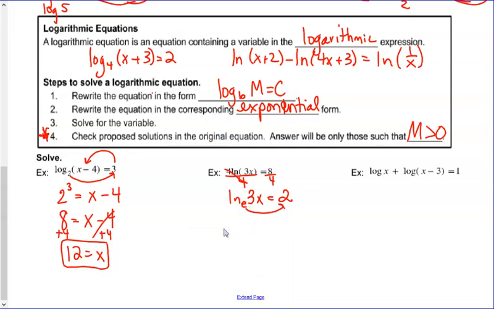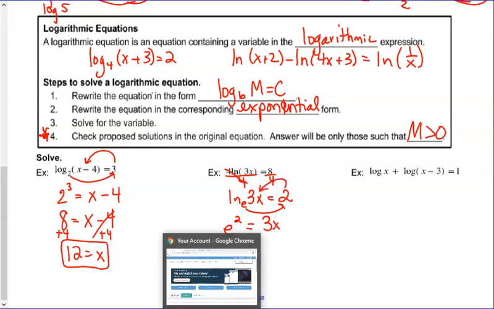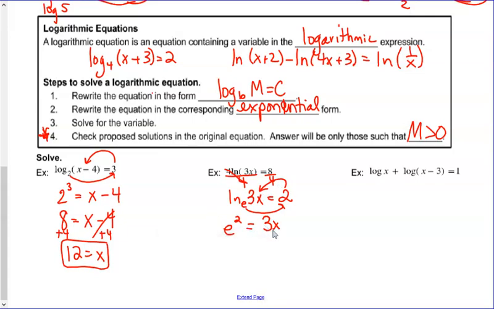So the natural exponential e to the second power is equal to this expression here, which is 3x. And then I'm out to solve for x. Okay, we've got to get x by itself. Well, it's 3 times x, so I'm going to divide by the number next to the letter. Therefore, x is equal to e squared all over 3. That is the exact version.